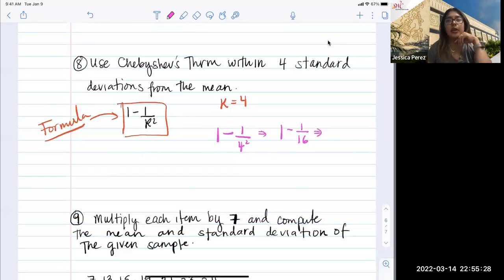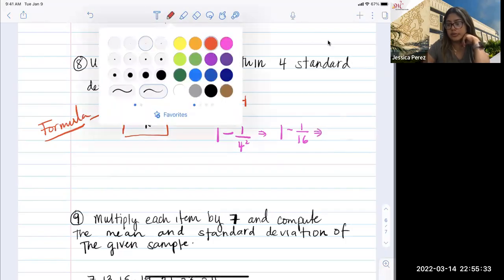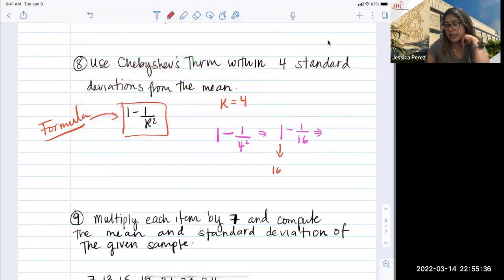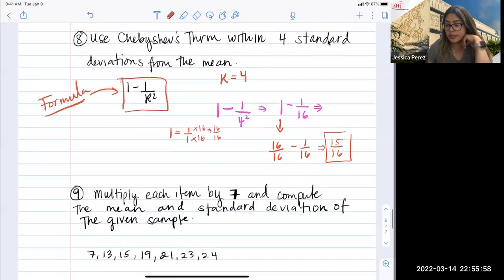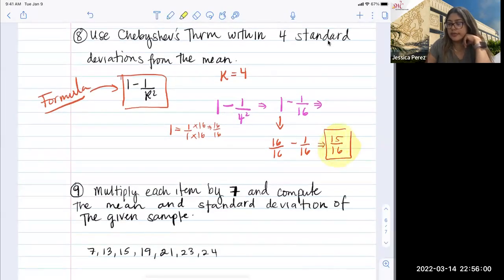This is 1 minus 1 over 16. Be careful here. You have a whole number and you have a fraction. You have to convert the 1 into 16 over 16 minus 1 over 16. How did I get 16 over 16? Well, 1 is the same as 1 over 1. For common denominators, I have to have a 16 to get 16 over 16. Minus 1 over 16, I get 15 over 16. And this is within the standard deviations. 15 over 16 should be your final answer.